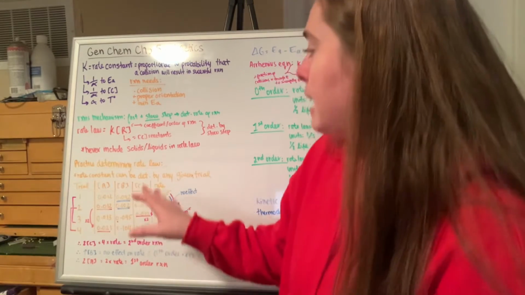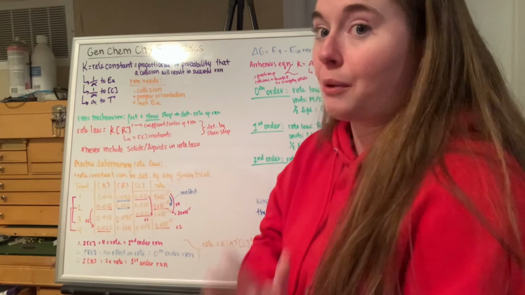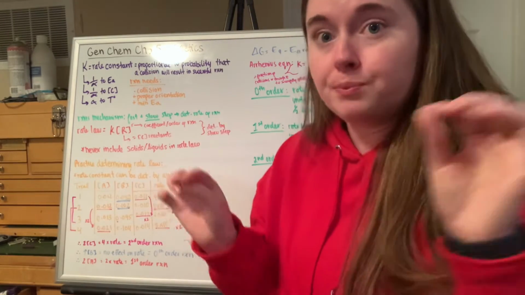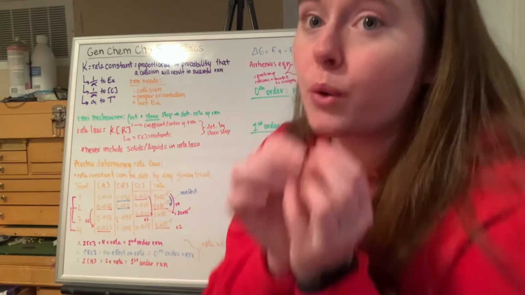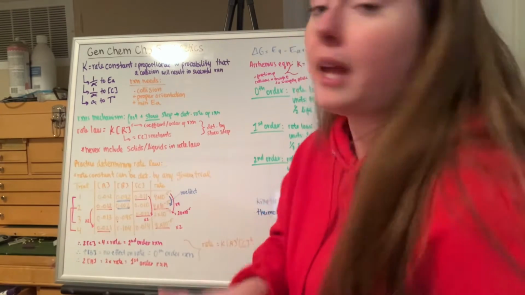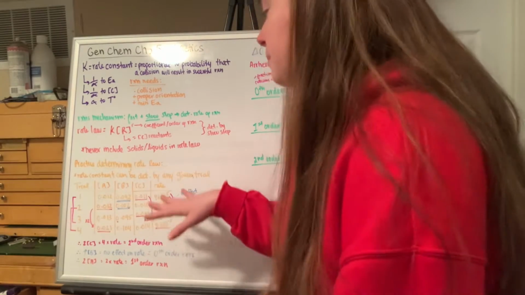Okay, so before we move on, never include solids and liquids in the rate law. So if you have the chemical equation, you're taking the concentration of these reactants. If it says that one is a solid or a liquid, you're not including that substance in your rate law. So never include solids or liquids.